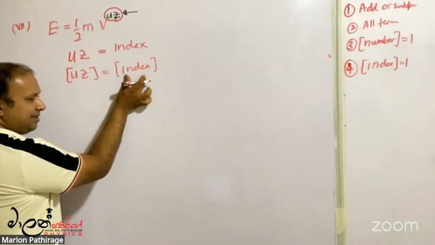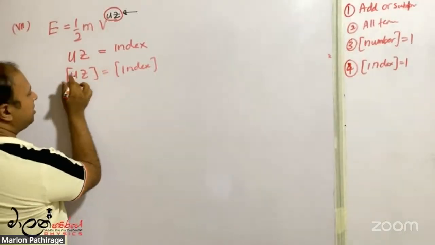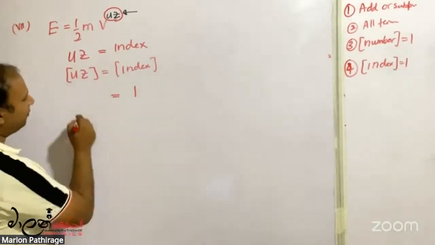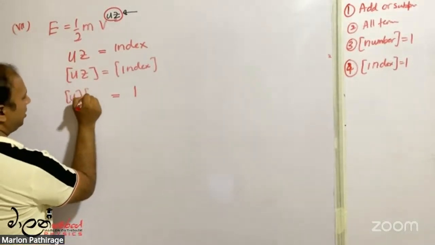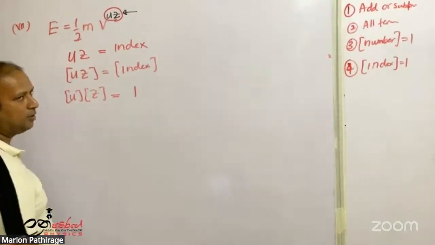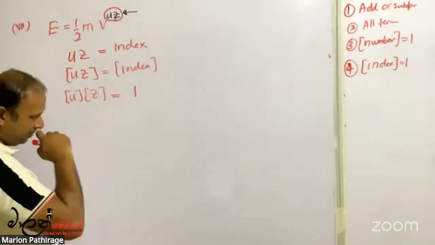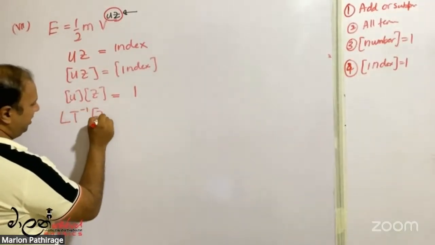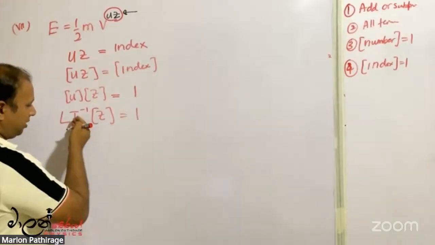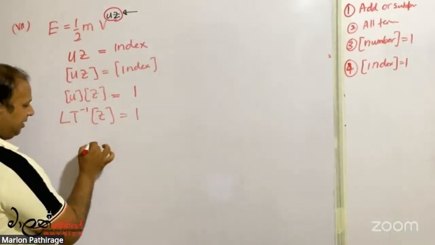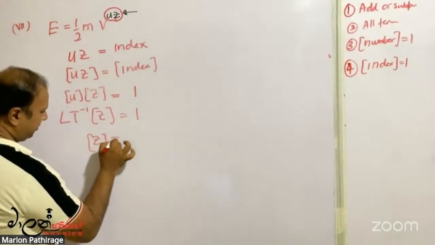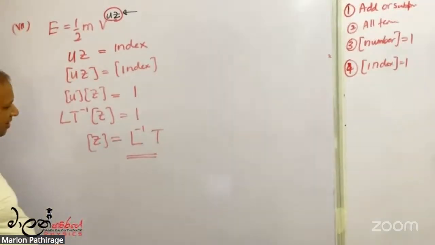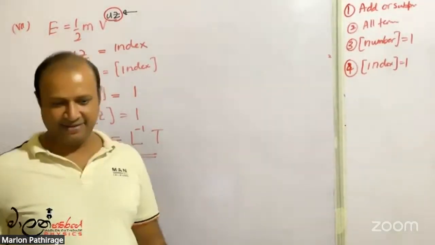You know index is a number. Therefore, dimension of U is equal to 1. Therefore, dimension of U into dimension of Z is equal to 1. U means LT minus 1. LT minus 1 into Z is equal to 1. Then you have to take this to this side. Then Z is equal to L minus 1 T plus. Is that clear?